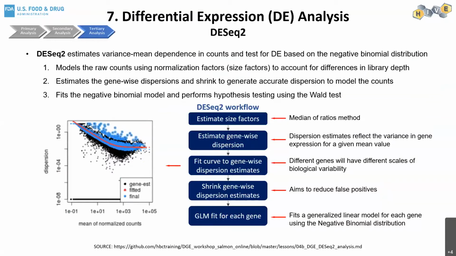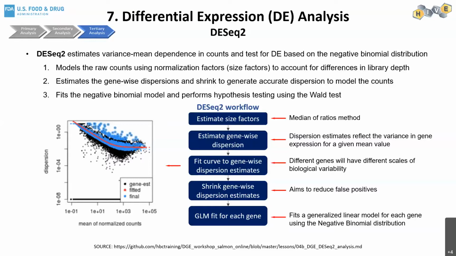So basically, that's the workflow inside DESeq2. The first step is to estimate the size factors using the median of ratios method, then estimate the gene-wise dispersion, because the dispersion reflects the variance in gene expression for a given mean value. It then tries to fit a curve to this gene-wise dispersion, shrinks the gene-wise dispersion to reduce false positives, and at the end fits a generalized linear model for each gene using the negative binomial distribution.